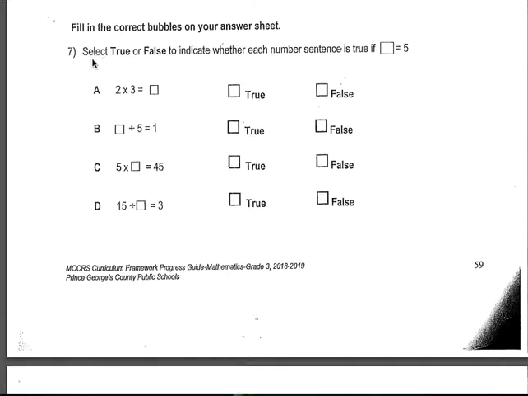Number 7. Select true or false to indicate whether each number sentence is true if the blank is equal to 5. Select true or false to indicate. So for each one, we need to select true or false.